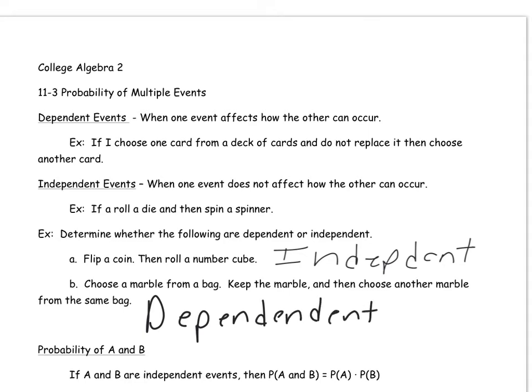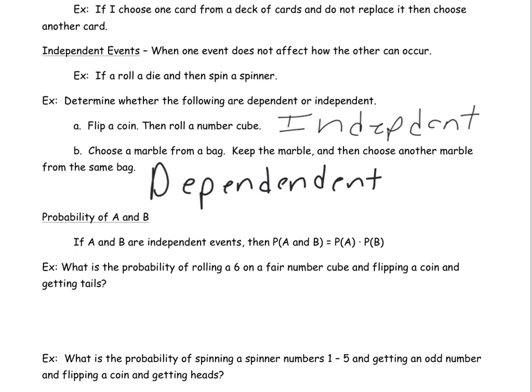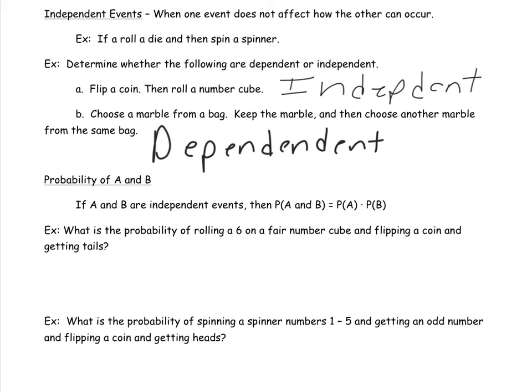Now, if we want to look at events and determine the probability, we're going to need to know whether it's independent or dependent. So the probability of A and B. If A and B are independent events, that means they don't affect each other, then P of A and B is simply P of A times P of B.